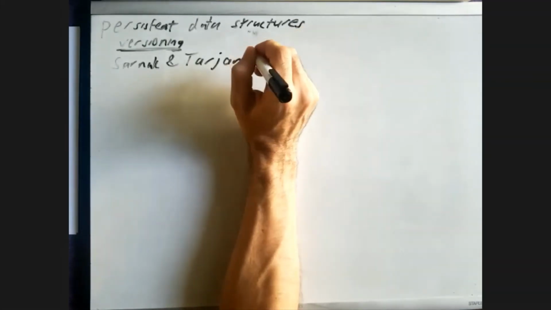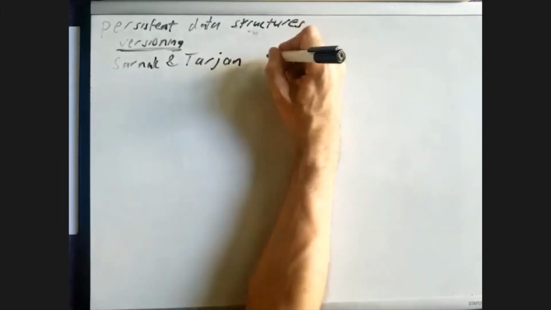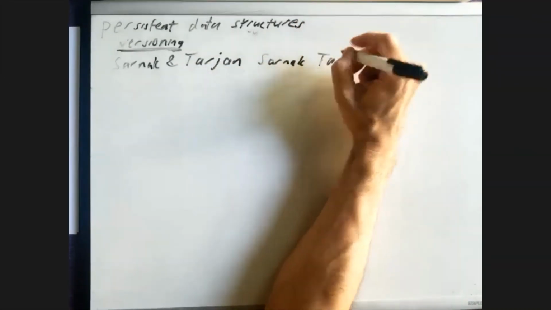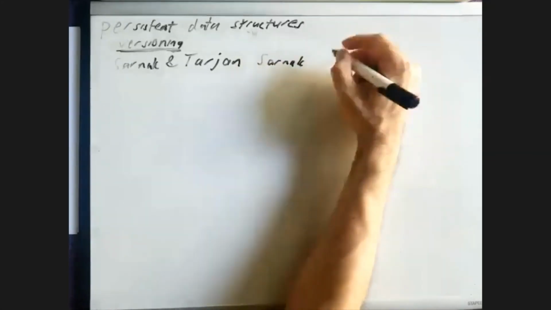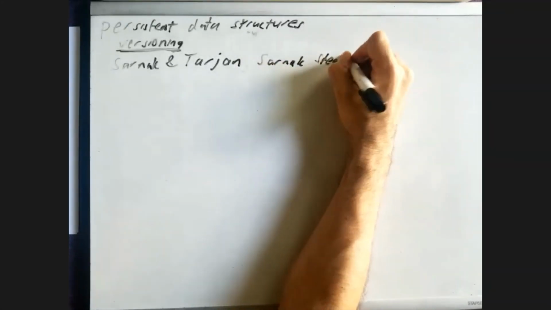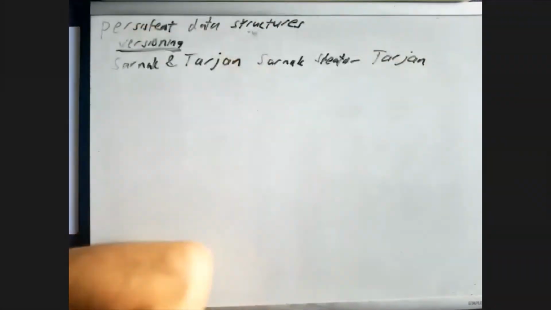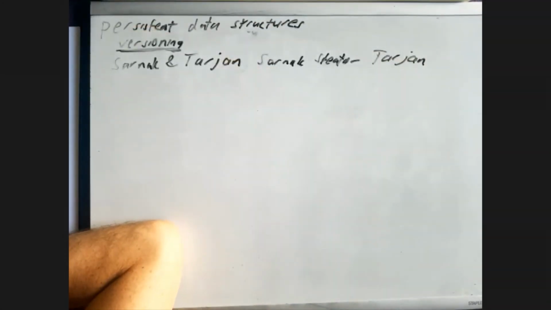And there was later work extending it by Sarnak, Slater, and Tarjan. And you can find references in the notes if you want to read the original papers. And I encourage this because Tarjan is one of the best writers that I've ever seen of theory papers. And if you want a model for how to write good theory papers, Tarjan is a good one.